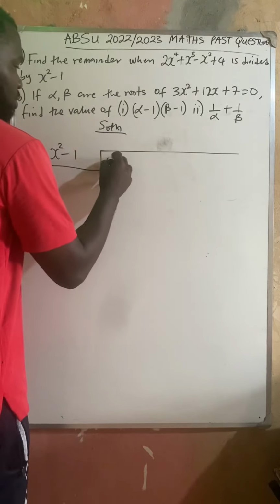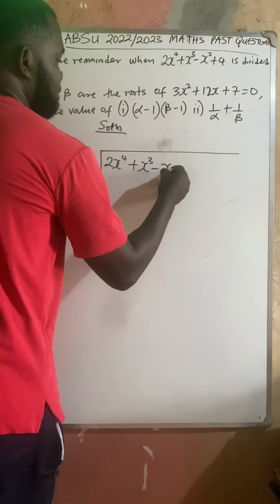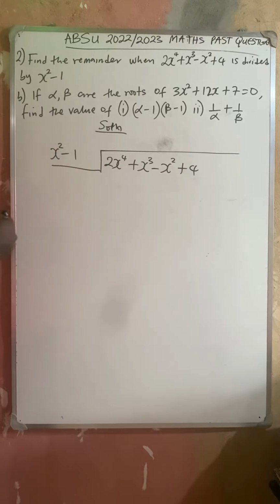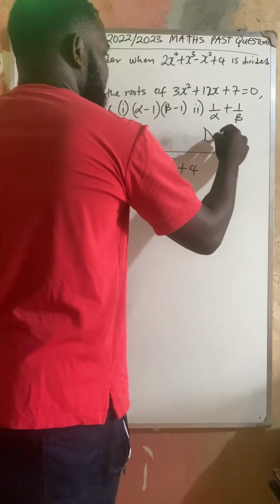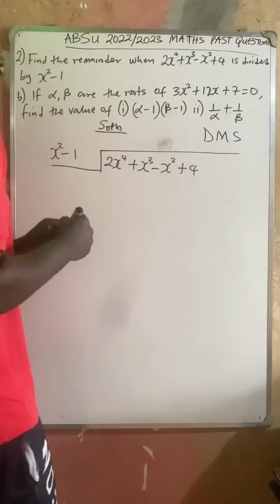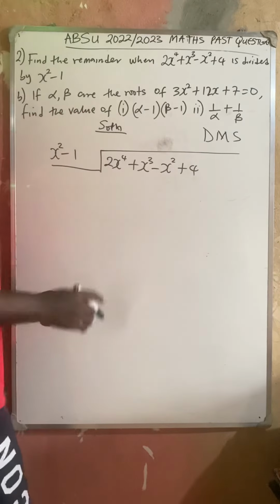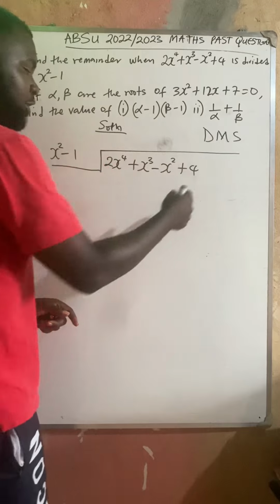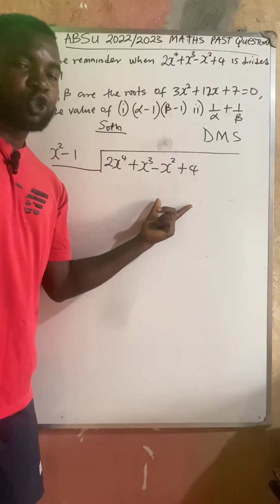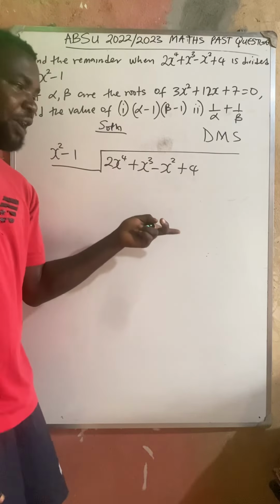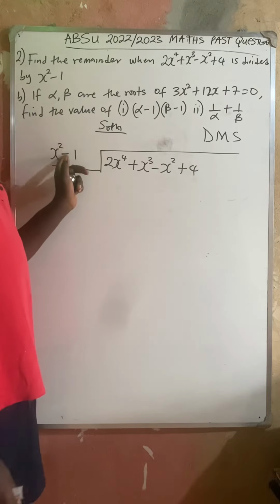So you have 2x raised to the power 4 plus x raised to the power 3 minus x squared plus 4. All right, this is very simple. The method we use is called DMS. DMS stands for division, multiplication, and subtraction. We keep following this method until, once you do subtraction, anything you are getting is called the remainder. We have to stop whenever the remainder is less than the divisor.